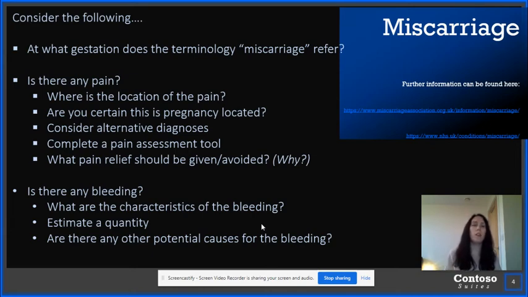So the first thing you're thinking is, when does a miscarriage actually happen? The majority of miscarriages are going to happen in the first 12 weeks, the majority. But the definition of miscarriage can be anything up to 24 weeks, so anything up to the viable age for a baby. So if the patient is in the third trimester, for example, that's not really what you would call a miscarriage. So miscarriage is before 24 weeks.